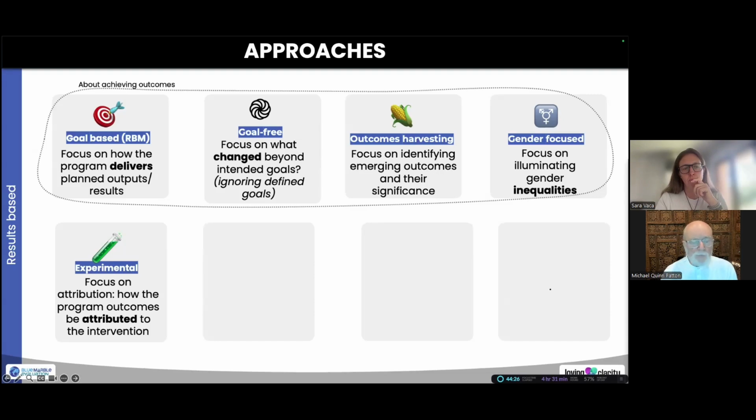The next approach, realist approach, focuses more specifically on identifying the specific mechanisms that bring about change within a specific context. And so that depends more upon theory than it does upon an experimental design.